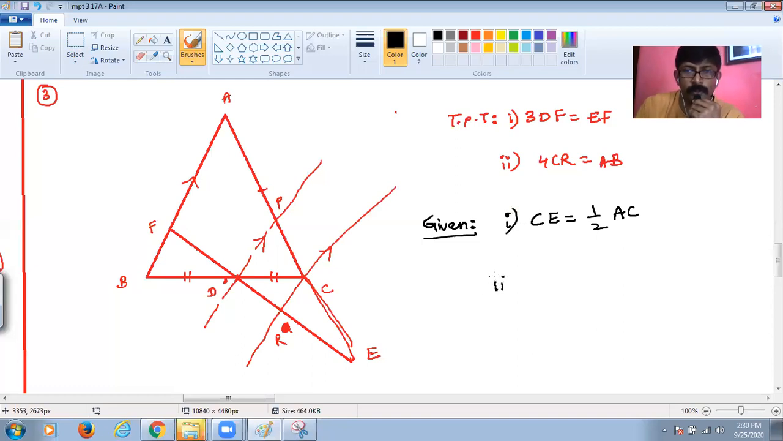Number 2, और क्या दिया हुआ है? D is a midpoint of BC. If D is a midpoint of BC, that means we can write over here BD is equal to CD.